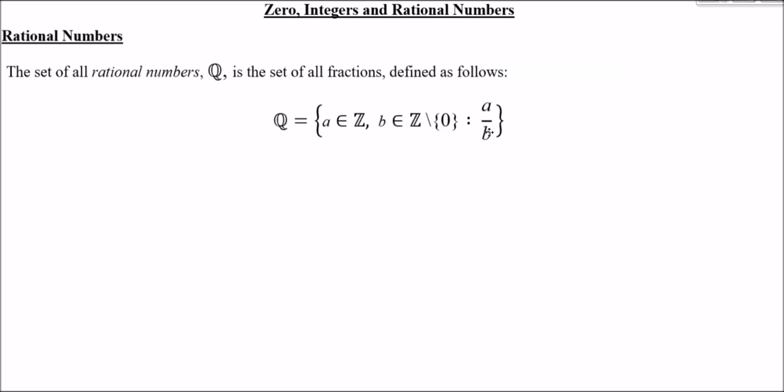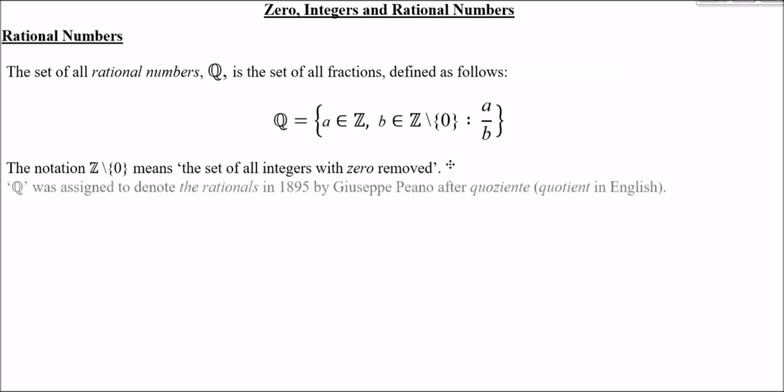Remember, b can't be 0 because if b were a 0, we can't divide by 0, hence we'll need this limitation on the value of b. So just saying the same thing there. b slash 0 means all integers without 0. So why Q? You might be thinking, why not R for rational? Well, R's already been taken for the real numbers. Q was assigned to denote the rationals in 1895 by Giuseppe Peano after quotiente, which is quotient in English.